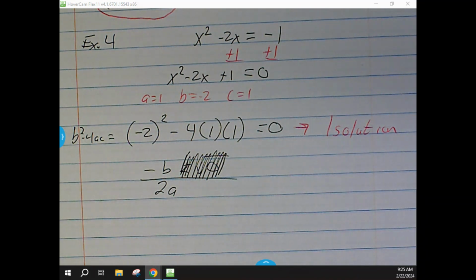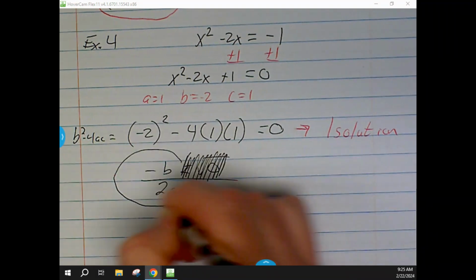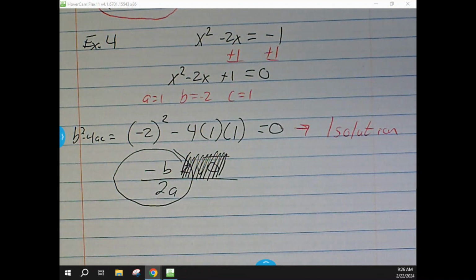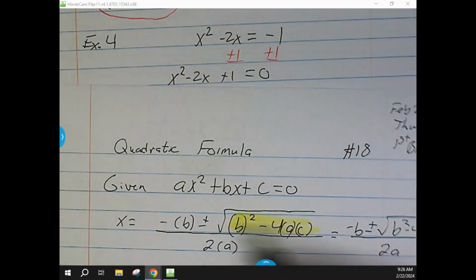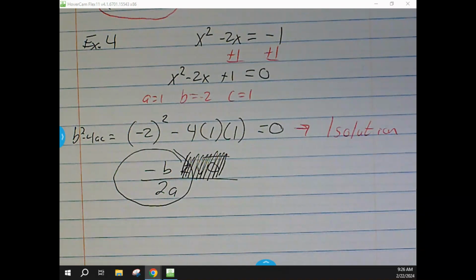Negative b over 2a, right? Guess how we find the vertex of a quadratic? Negative b over 2a. Look at that, it pops back up again. How did that come? So all this stuff ties together: the negative b over 2a and the discriminant, it all ties in with graphing. It's all tied together, and some people are just going, wait, what?